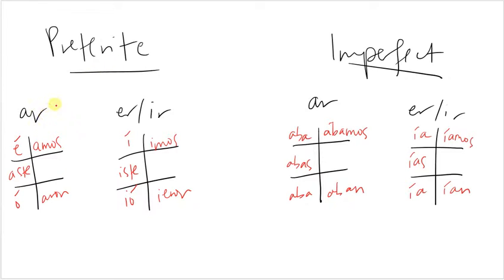For AR verbs in their preterite, we have -é, -aste, -ó, -amos, -aron, and yo and él/ella/usted have accents. For ER and IR verbs, we have -í, -iste, -ió, -imos, -isteis, -ieron, and the yo and the él/ella/usted have accents.